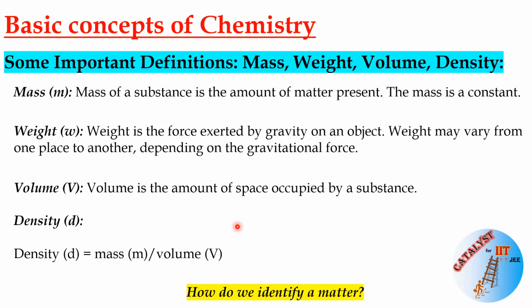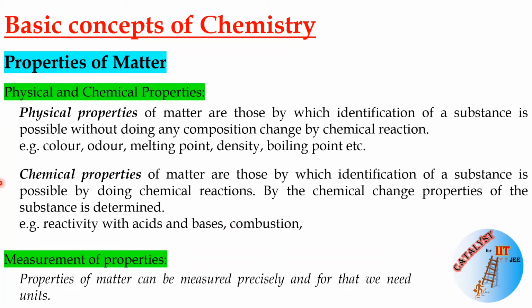Now, how do you identify a matter? If you want to identify a matter, you need to have some specific properties. So the properties of matter define a matter. There are two types of properties: physical properties and chemical properties. Physical properties of matter are those by which identification of a substance is possible without doing any composition change by chemical reaction. That means to identify a substance, you just need to see. You don't have to do any chemical reaction or any composition change to identify the matter.